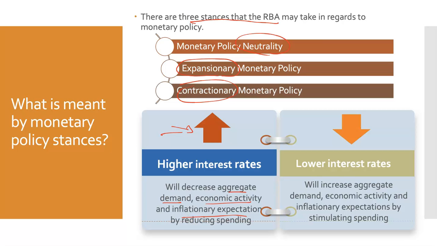Now, if they decide to lower interest rates, this will increase aggregate demand, increase economic activity. This will happen because there has been stimulated spending. There will be more spending because there's lower interest rates, but this could create some inflationary expectations. So why do they increase interest rates? They do this if inflation is above the target of 3%, because the RBA's target is 2 to 3%. And they will lower interest rates if they feel that they want to drive some economic activity and they're not worried about inflation because it's below their target of 2 to 3%.